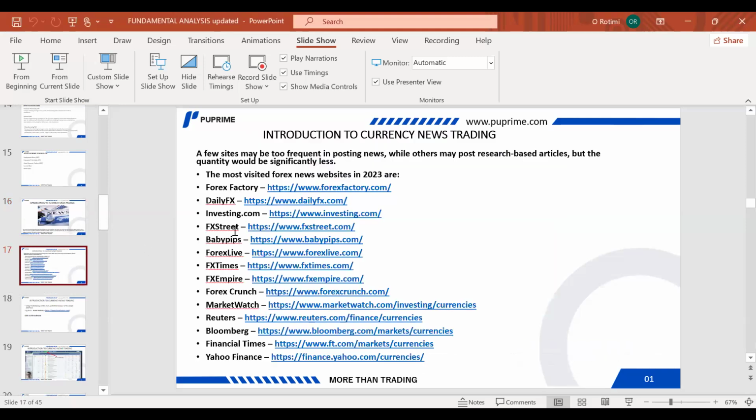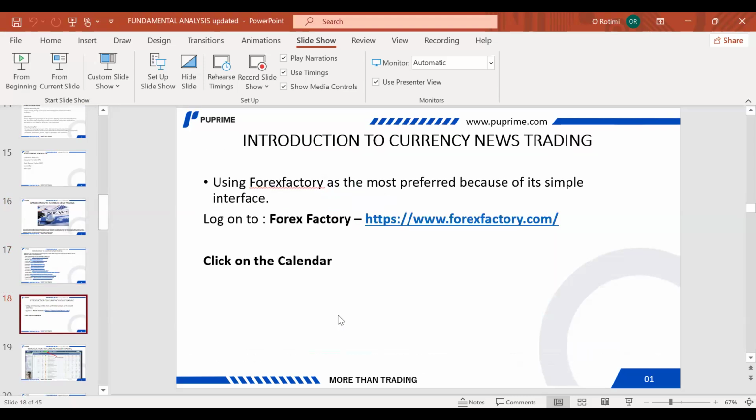So now there are many sites where we can get all this economic data. A lot of sites. You can see the link to so many websites. You have forexfactory.com, dailyfx.com, investing.com, FX Street, and a host of others. Time will not permit me to read all of them. But the one we pay more attention to at PU Prime is forexfactory.com. That is what we use for our analysis.